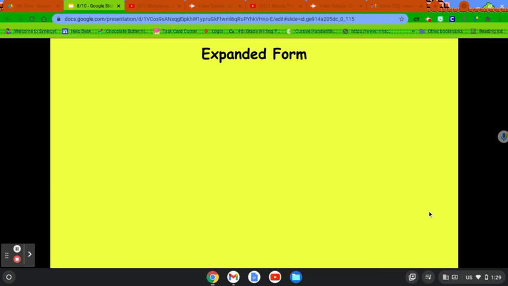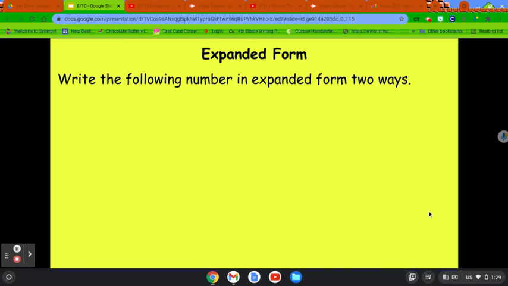All right, guys, on your notebook paper, go ahead and skip a line and put the number 3. Again, write the following number in expanded form two ways. This time, your number is 3,671. I'll sit quietly for a minute while you work with your neighbors.